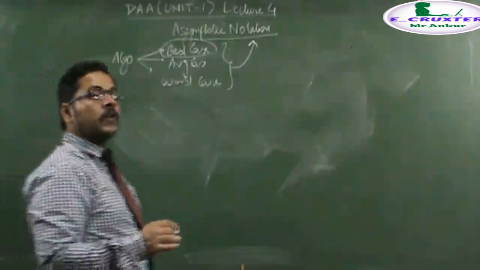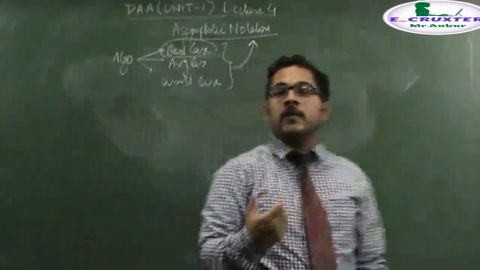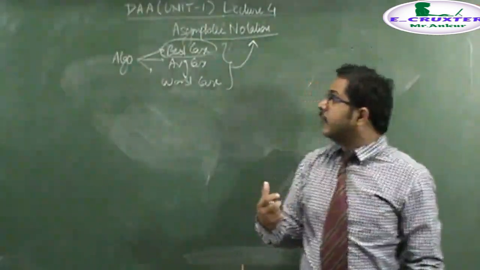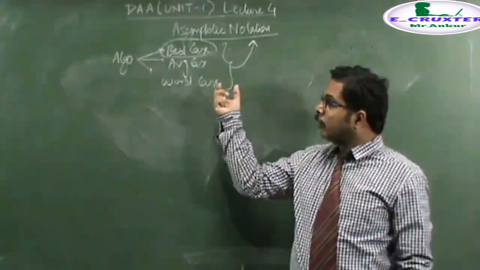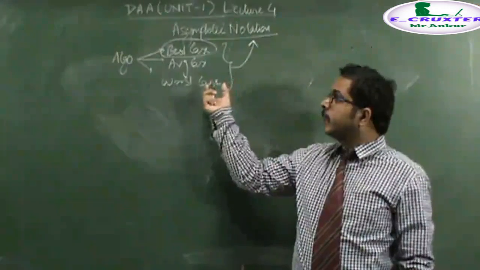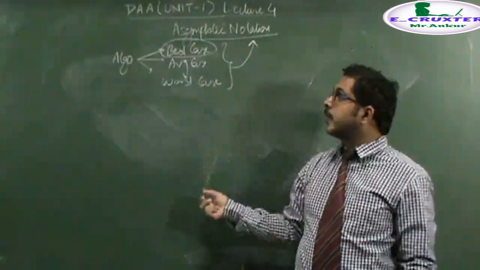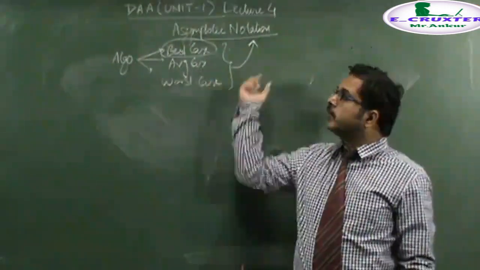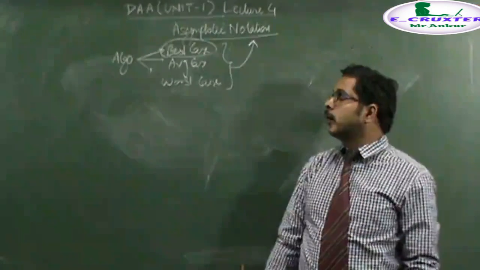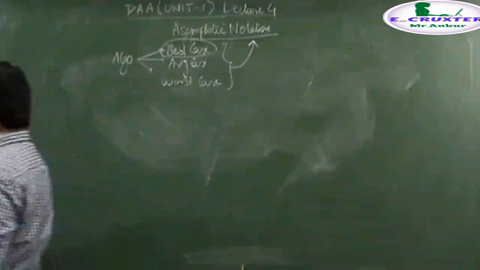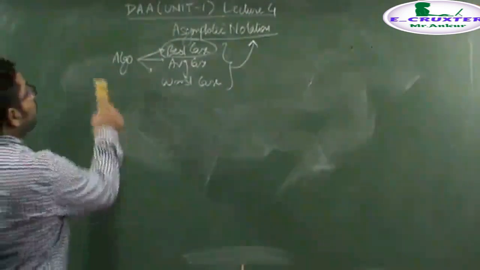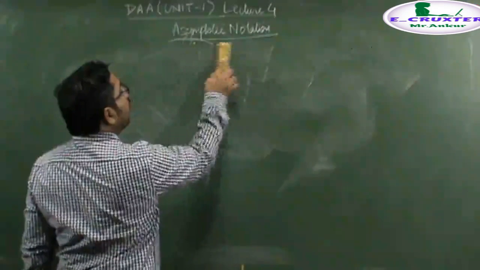Depending upon these cases, basically there are 5 types of notations which we will be studying, which basically cover the best case, that is the lower bound, the minimum time. Also covers the worst case, which tells the upper bound or maximum time, and the average case, which is basically the average time we are talking about.